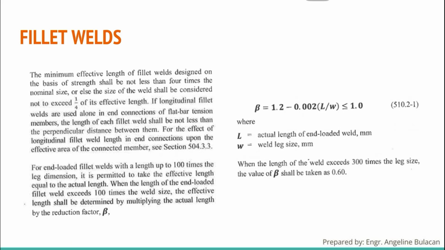When the weld length exceeds 300 times the weld size, beta is fixed at 0.6. Pag nag-exceed na siya sa 300 times ng leg size, yung beta natin is magiging 0.6. Yung key point dito, class, longer welds don't proportionally increase strength because the load distribution is not uniform, hence the reduction factor.